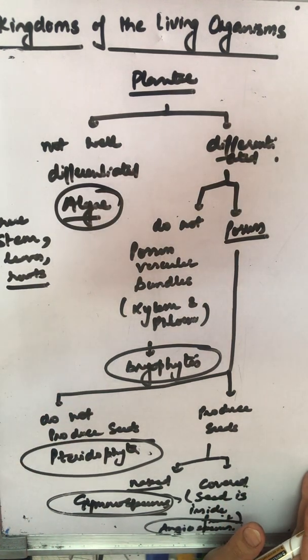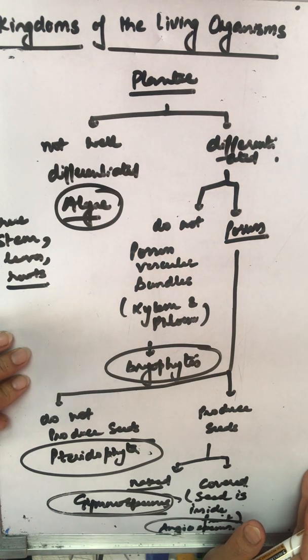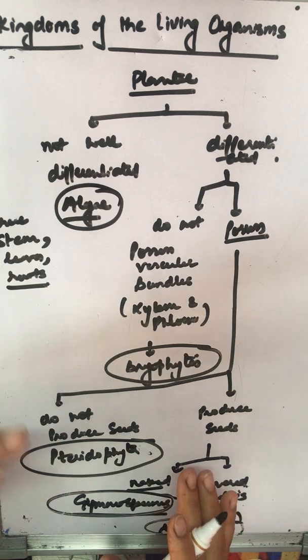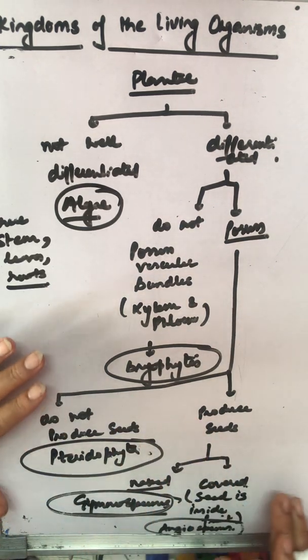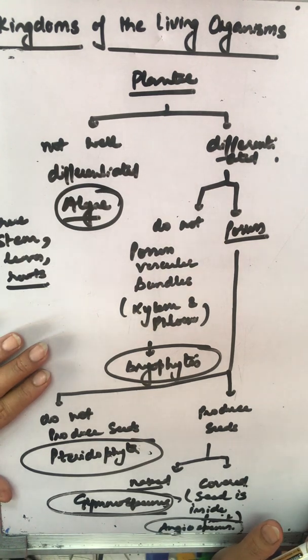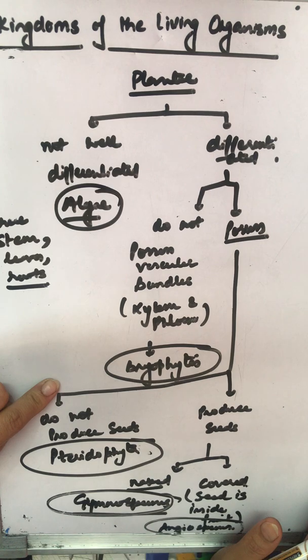They show a little conduction of water. Then sex organs, they are multicellular. That means they bear both antheridia as well as archegonia. Antheridia for the male sex organs and archegonia is the name used for the female sex organs.